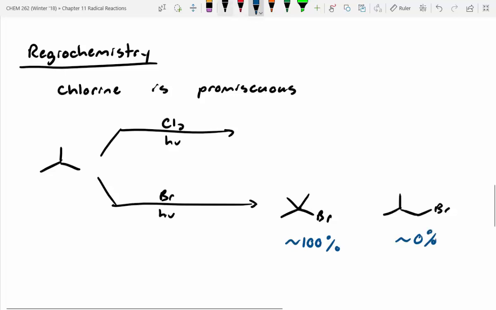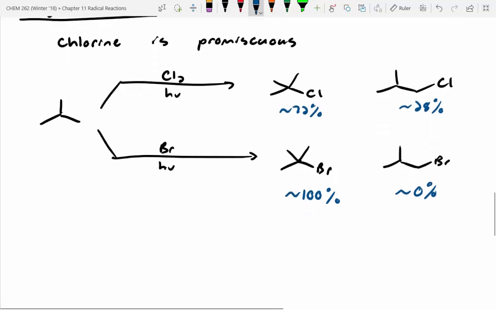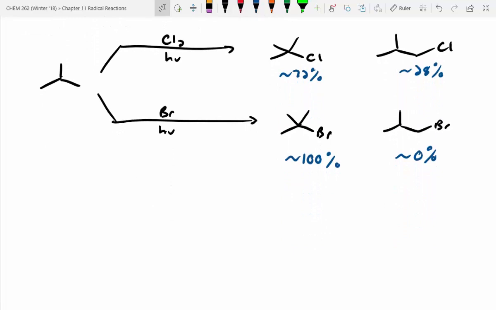With chlorine, the story kind of changes a little bit. Chlorine doesn't care very much. It'll do either or. And in fact, when you look at this, it's only 72% of the product on the left, and then it's about 28% the product on the right. As a chemist, this is pretty unacceptable, right? And so usually chemists, when they're doing radical halogenation, prefer to use bromine because they have a lot more control over the reaction. And so let's briefly take a look at why this is the case.